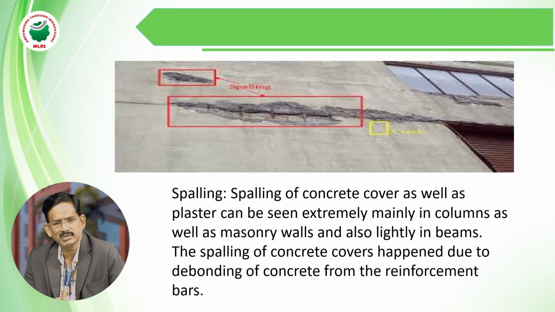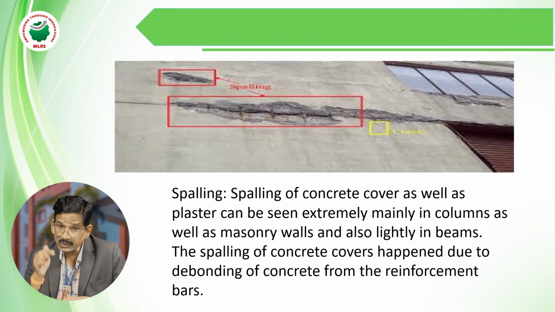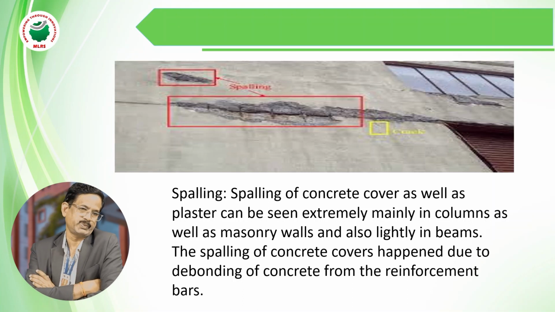So the spalling of the concrete mainly occurred on the walls, as well as sometimes in the beams, and sometimes in the columns also. So this happened due to the debonding of the concrete from the reinforcement.